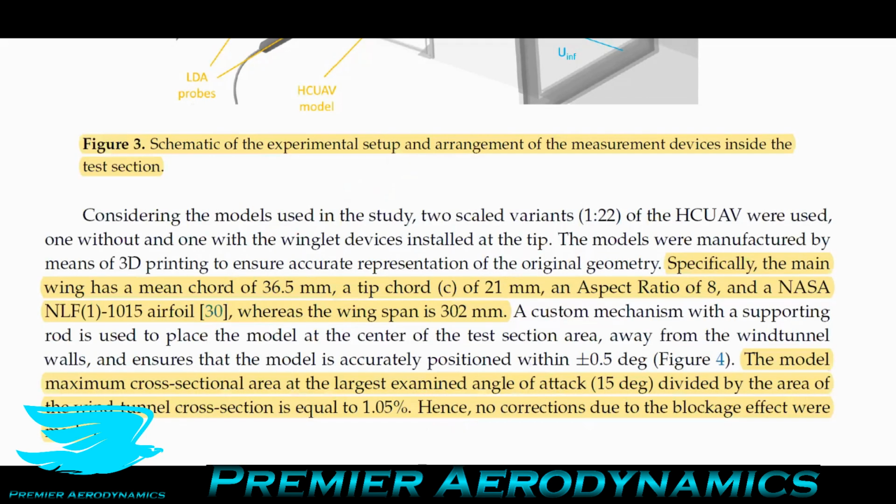They're using that here. And so the mean aerodynamic chord of their wing was 36.5 millimeters. The tip chord was 21 millimeters. The aspect ratio was 8, and the wingspan was 302 millimeters.